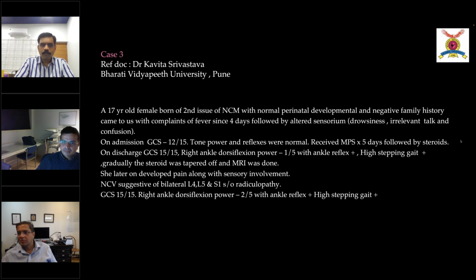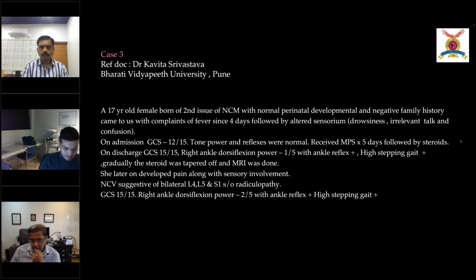So this child is a 17-year-old female, born of second issue of non-consanguineous marriage with normal perinatal and developmental history with negative family history. So she presented to us with fever since 4 days, followed by altered sensorium like drowsiness, irrelevant talk, and lots of confusion. On admission, the GCS was 12/15 with no other neuro deficit as such. So the possibility of encephalitis was kept, and the workup was done, which was everything normal.